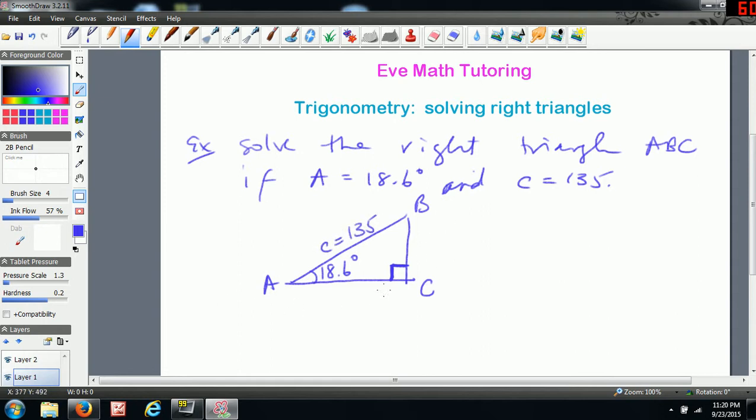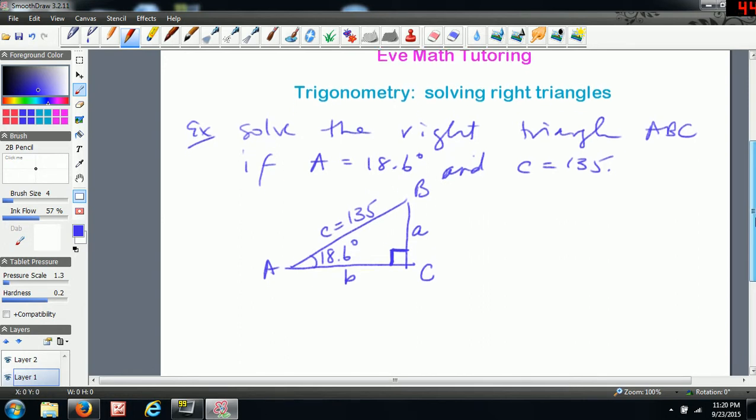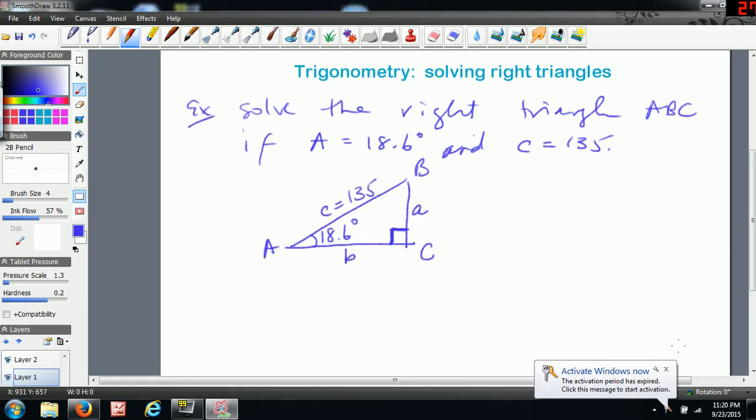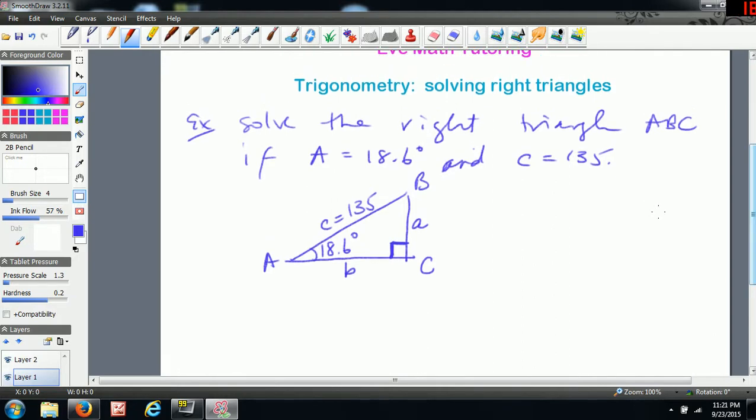So you're given this triangle here, and since angle A is here, side A is here, angle B is here, so side B is here. You're asked to solve the right triangle if A equals 18.6 and C equals 135. All angles of every triangle add up to 180, as you already know. So this applies for right triangles also. This is 90, so the other two angles plus 90 should equal 180.